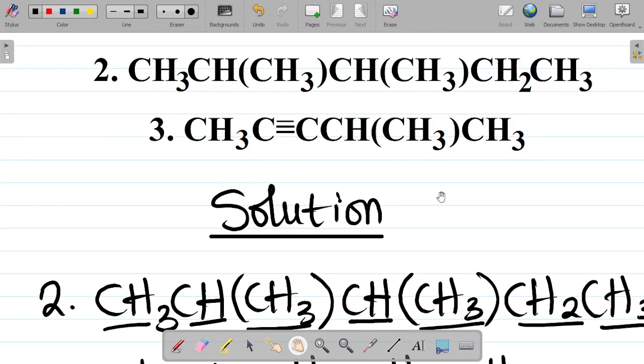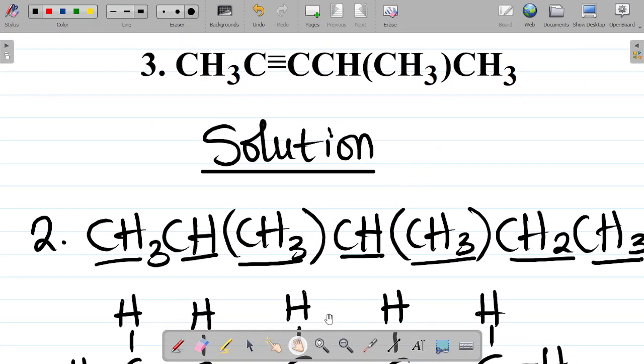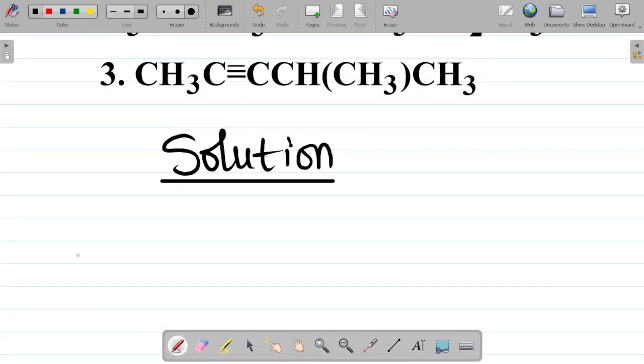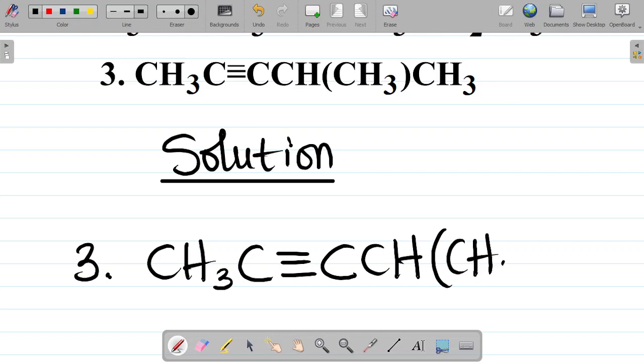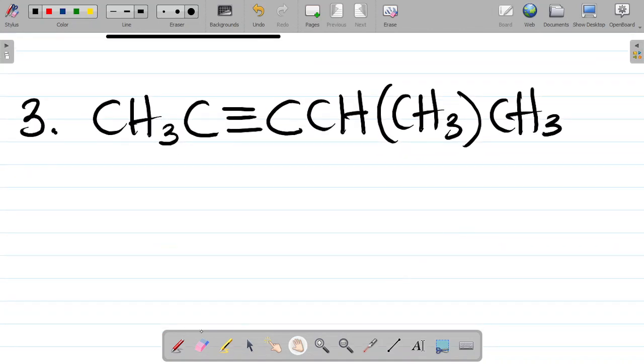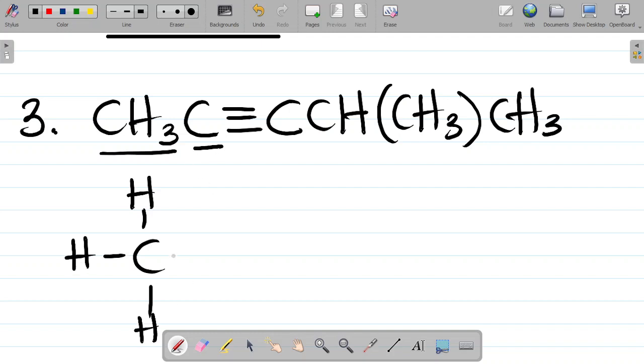Alright, that's for this compound here. The last question here, I will try to draw the structure for you and then you try to name it. Alright, question 3 there. We have CH3 and then C triple bonded to C and then CH into CH3 and then CH3. Alright, let's draw the structure for this compound. Start with CH3 first. So I'm having C, 1, 2, and then 3. Then you have C, that's carbon, with your triple bond. So 1, 2, 3.